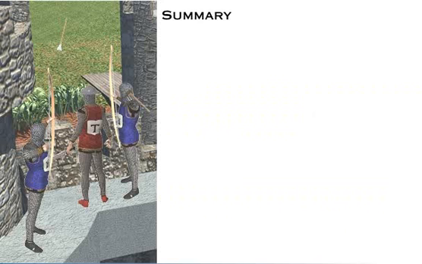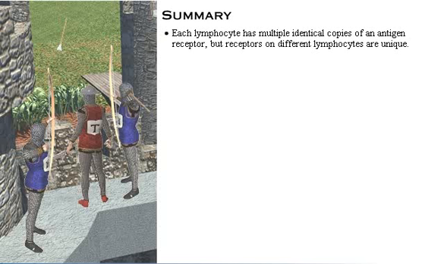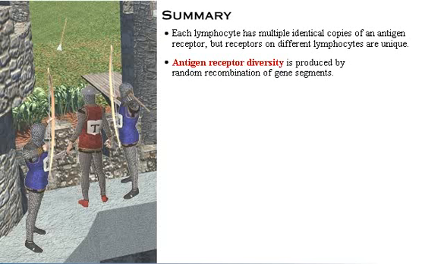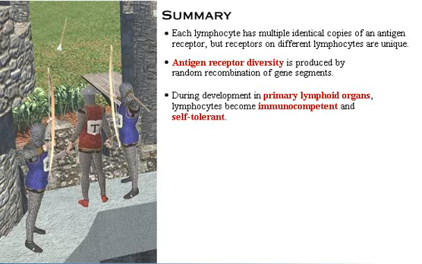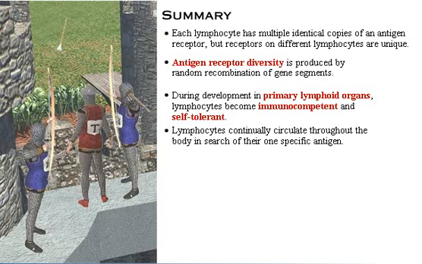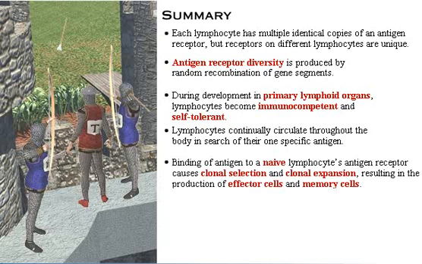Here's a summary of what we've covered. Each lymphocyte has multiple identical copies of an antigen receptor, but receptors on different lymphocytes are unique. Antigen receptor diversity is produced by random recombination of gene segments. During development in primary lymphoid organs, lymphocytes become immunocompetent and self-tolerant. Lymphocytes continually circulate throughout the body in search of their one specific antigen. Binding of antigen to a naive lymphocyte's antigen receptor causes clonal selection and clonal expansion, resulting in the production of effector cells and memory cells.